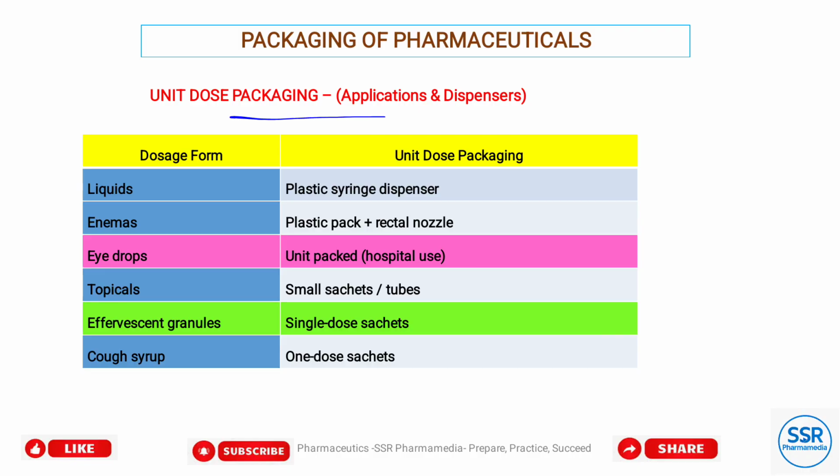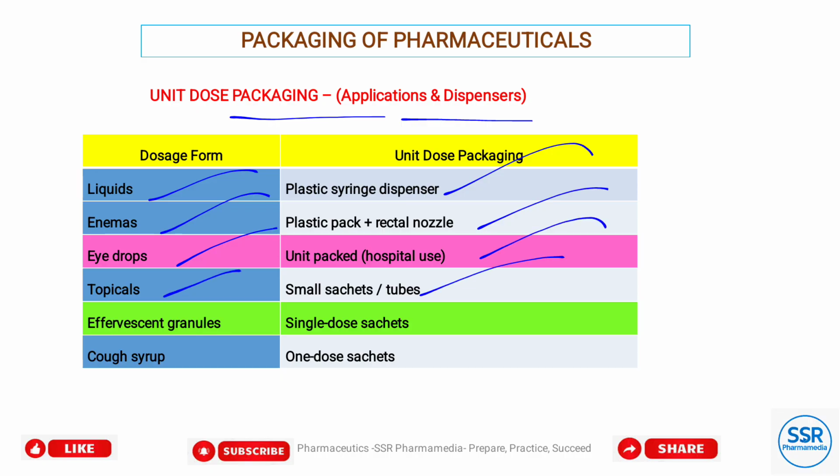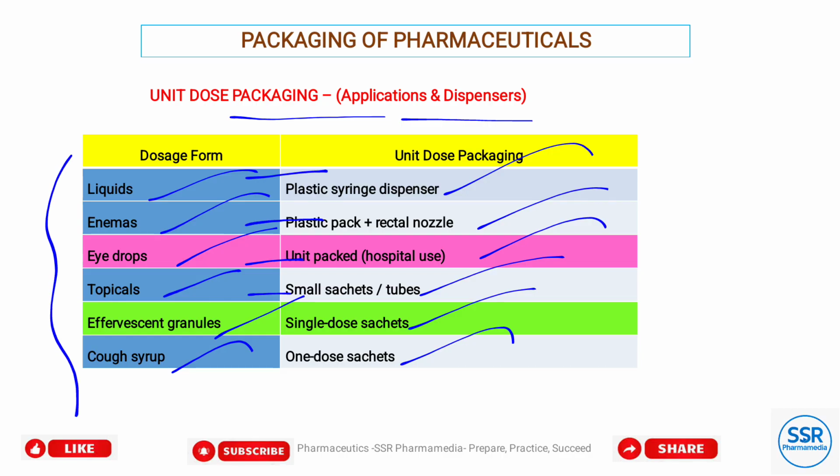The unit dosage form, applications and dispensers. Liquids: plastic syringe dispenser. Enemas: plastic pack plus rectal nozzles. Eye drops: unit packed. Topicals: small sachets and tubes. Effervescent granules: single dose sachets. And cough syrups are one dose sachets. So these are all the dosage forms and the dosage form packing materials.